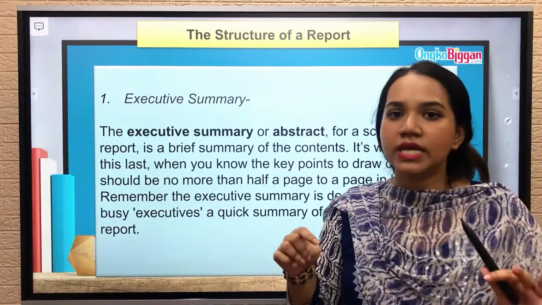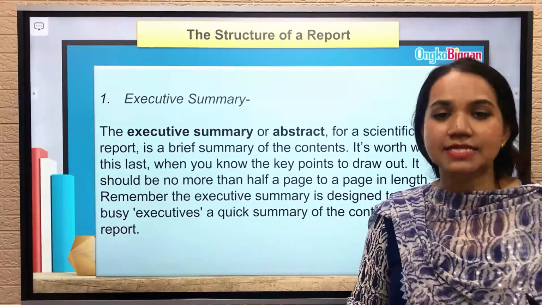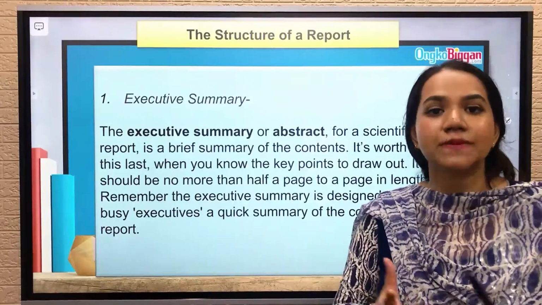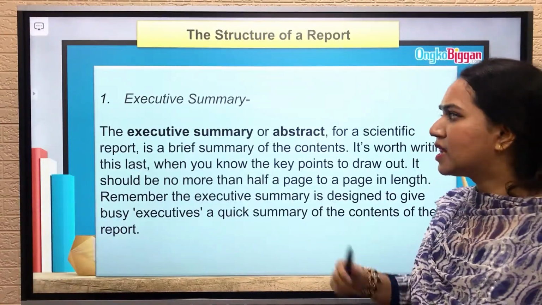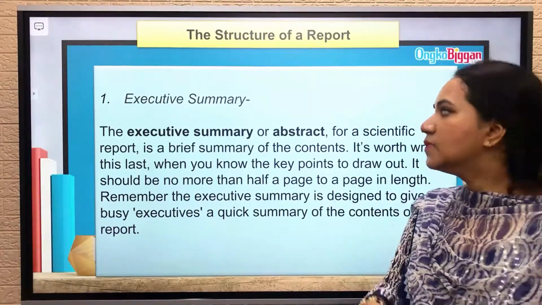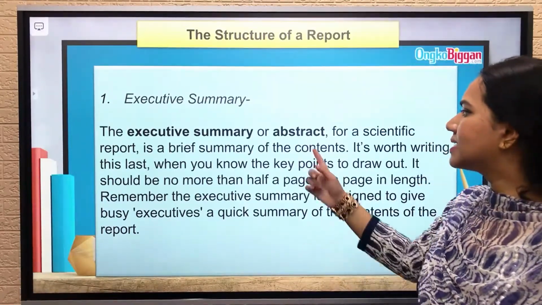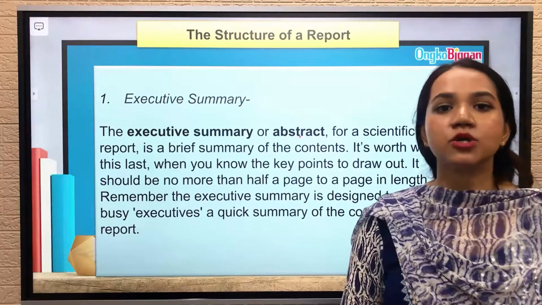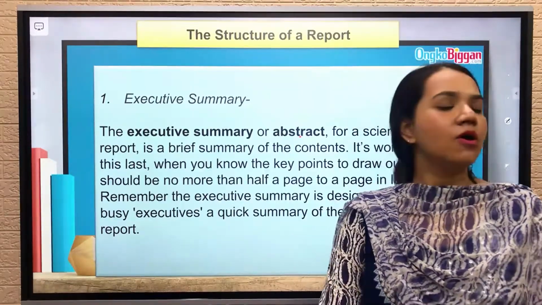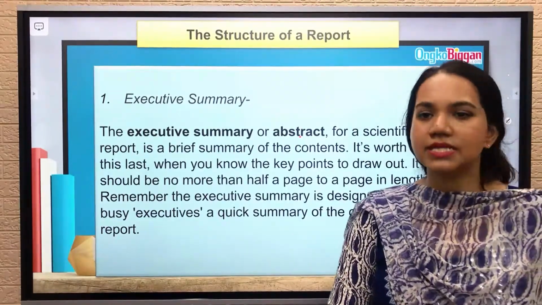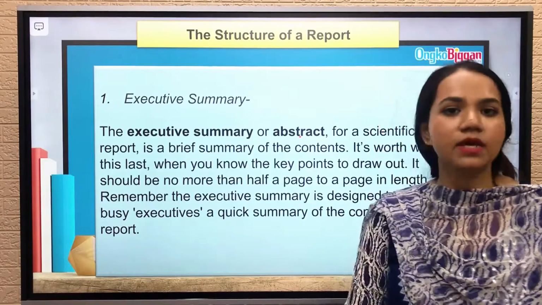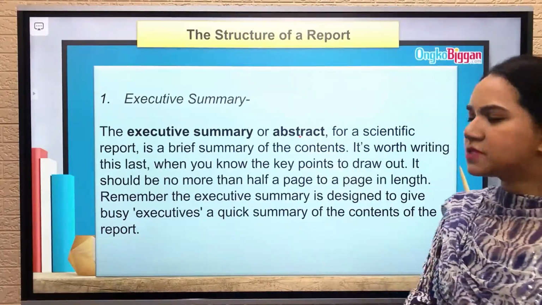Now let's look into the structures in depth and say what each part actually means. Like we see in the very beginning of a report, we write something called an executive summary. A lot of people also call it an abstract. A lot of people also call it an introduction. So whatever you call it is fine. You can say it's an introduction or an executive summary or an abstract.